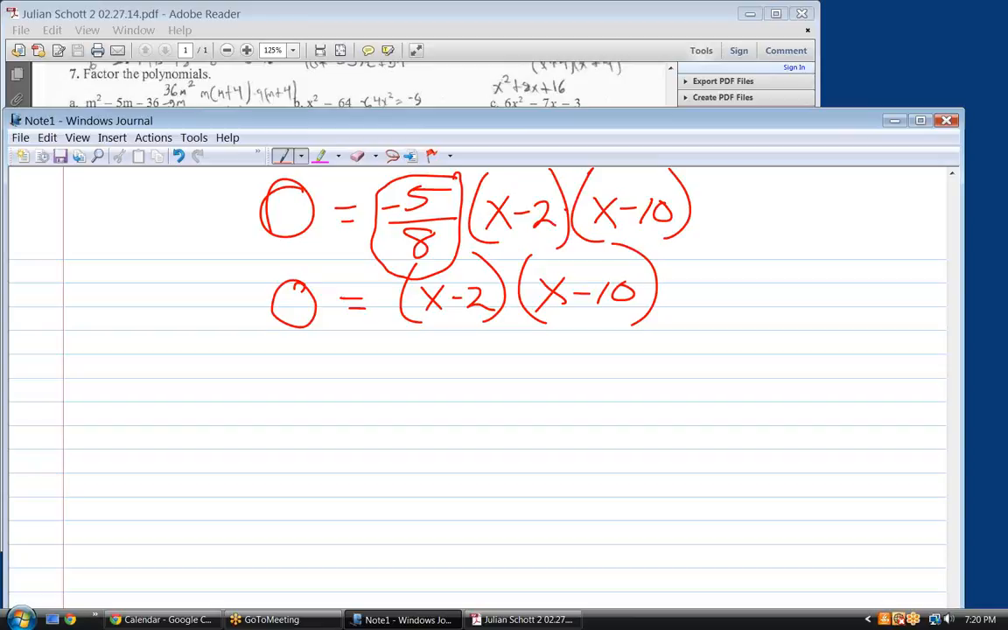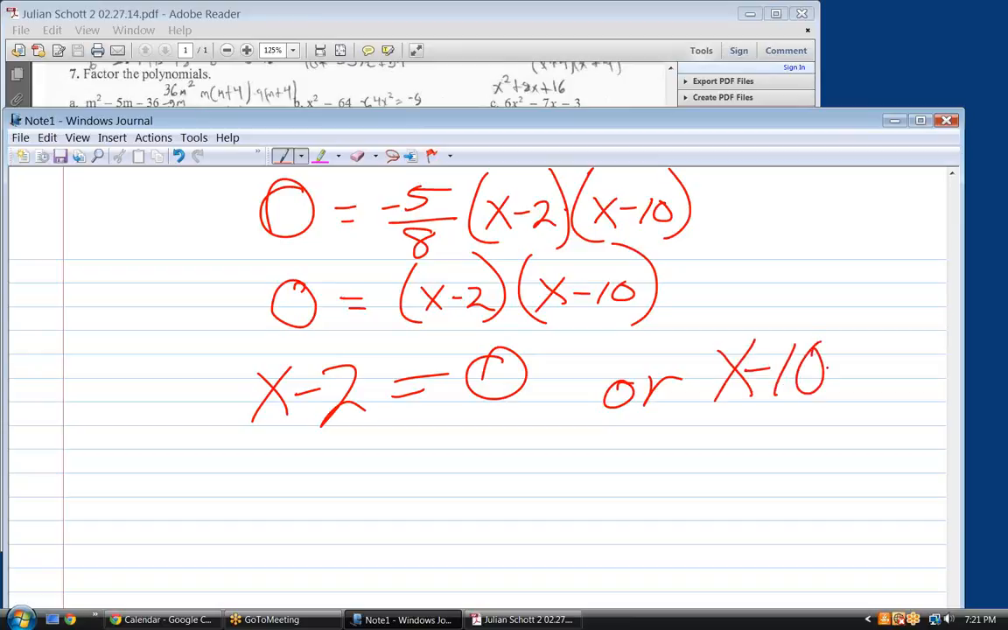The principal law of algebra is at play here. It says that if you multiply two quantities together and it's equal to 0, then what? That's exactly what we're doing: one quantity times another quantity equal to 0. What has to be true? Either x minus 2 is equal to 0 or x minus 10 is equal to 0. Solve both of those.